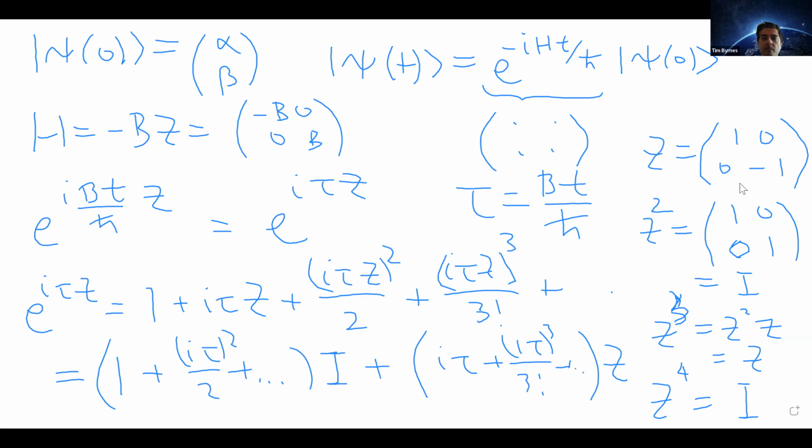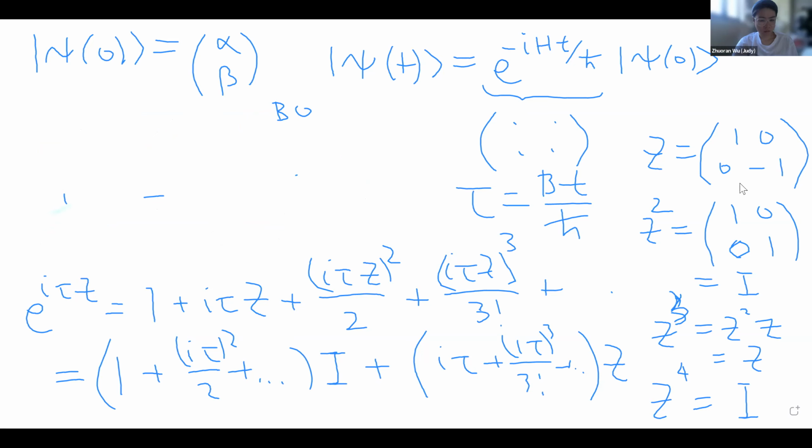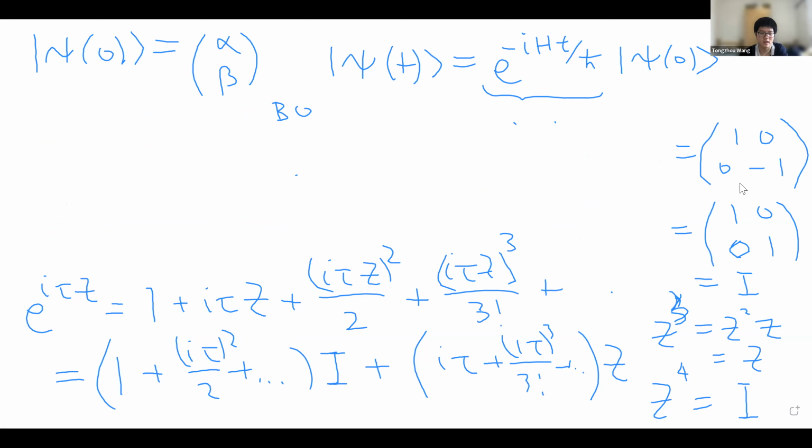For the top left corner, it would just be 1 plus i tau plus (i tau) squared divided by 2 and so on, which is the exponential of i tau. I think you're on the right track there, but let's see what we get. Is it like cosine and sine?